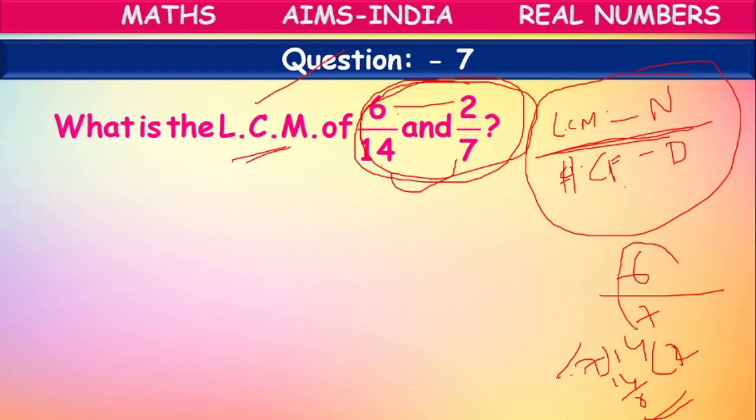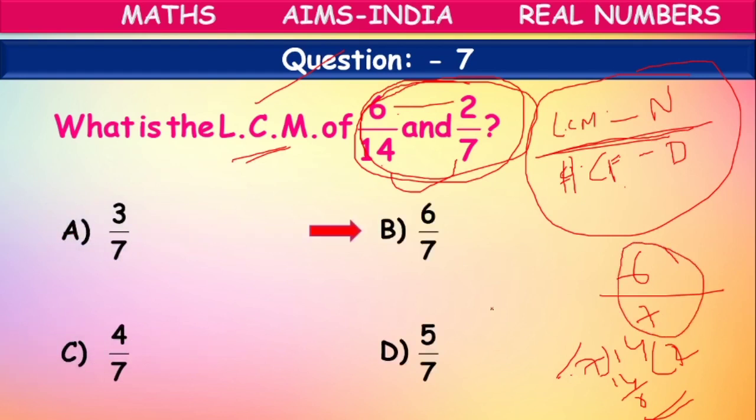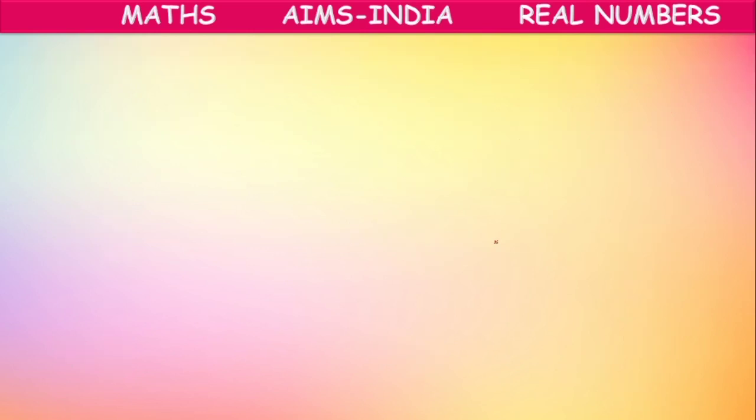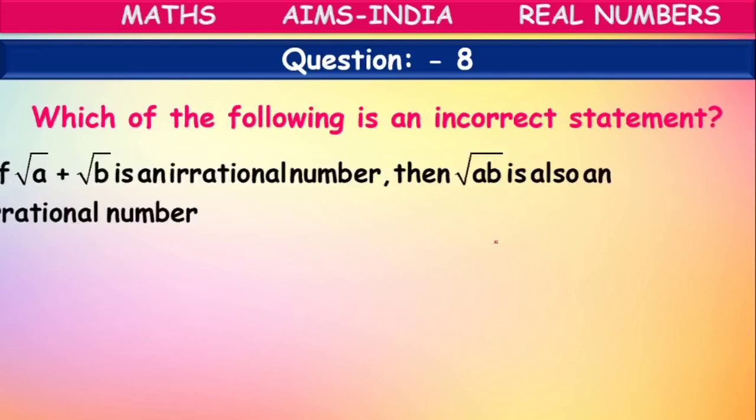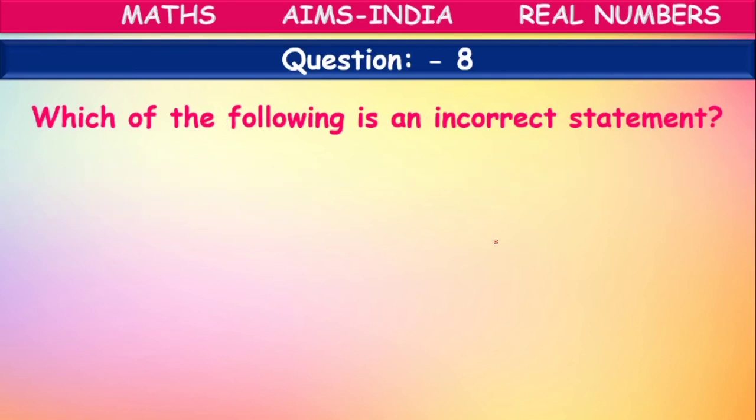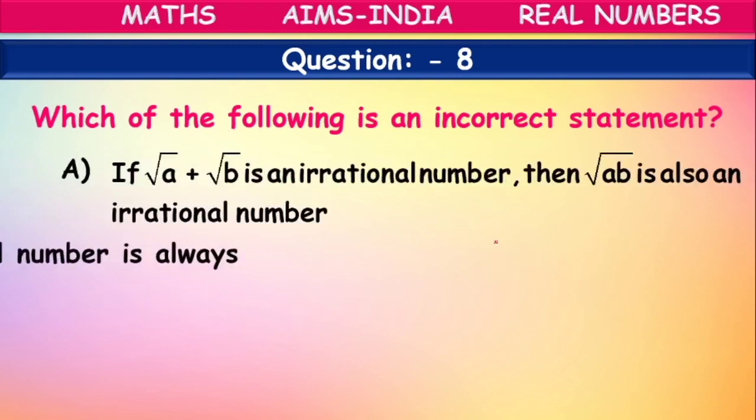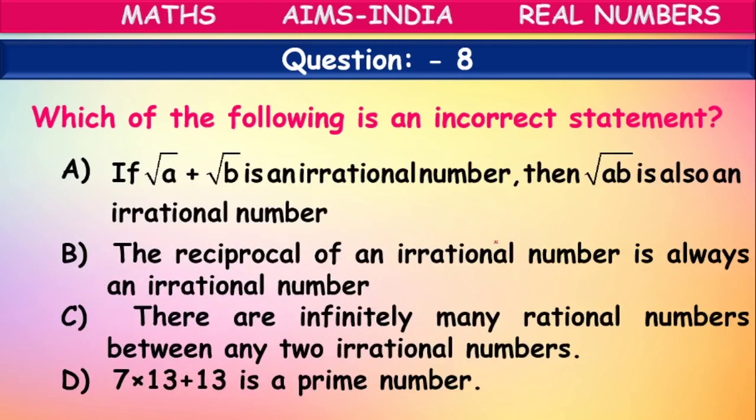So what is the answer, children? 6 by 7. 6 by 7 is the correct answer, the LCM of the given rational numbers. Next, question number 8. Which of the following is an incorrect statement? We have 4 statements here, and among them we have to find which is incorrect.